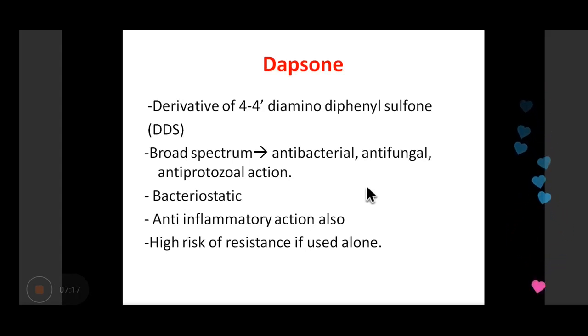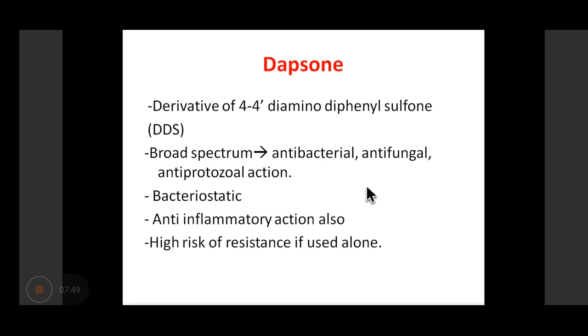Now, remember that amongst all the ATT drugs, only one drug, ethambutol, is static, rest are cidal. In first line ATT, pyrazinamide, rifampicin, isoniazid were bactericidal, and ethambutol was bacteriostatic. Here you need to remember that out of all the three drugs, only one is cidal, that is rifampicin. So out of dapsone, clofazimine and rifampicin, only one drug is cidal in nature, that is rifampicin. Rest two drugs, dapsone and clofazimine, are bacteriostatic, so there is no confusion about that.